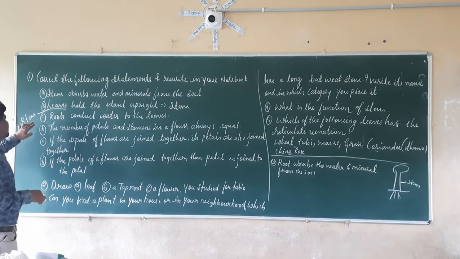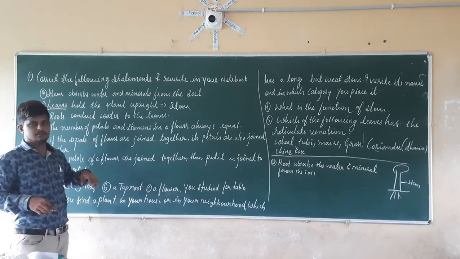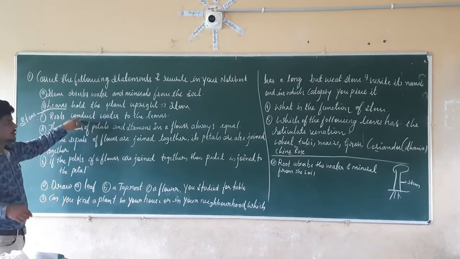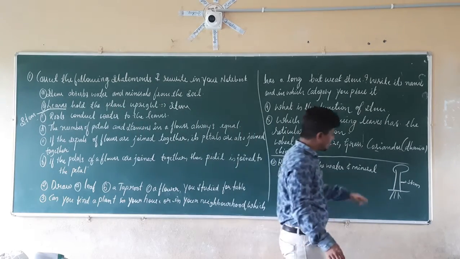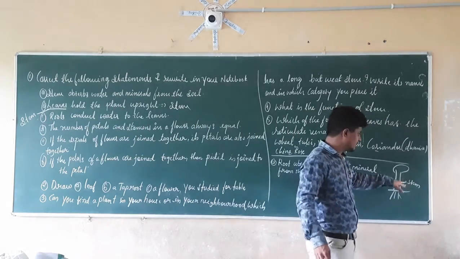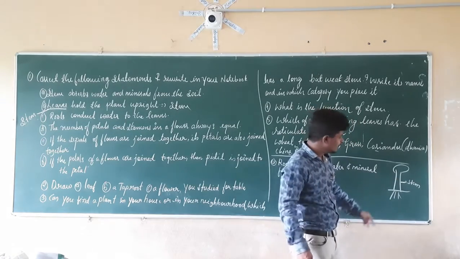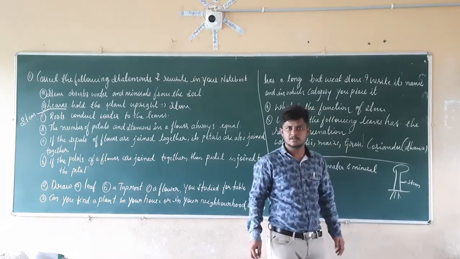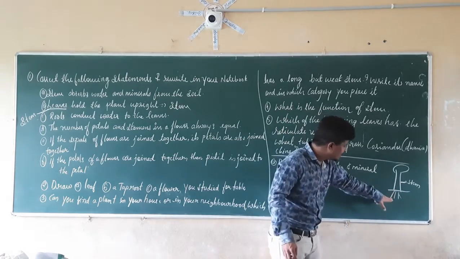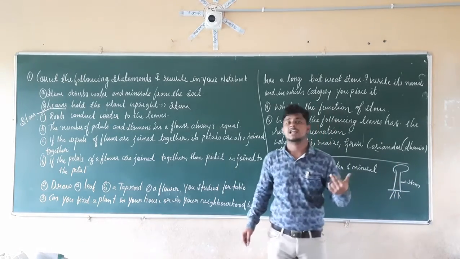Now let us consider the third statement here. Roots conduct water to the leaves. See again the plant: roots are connected to the stem, and the stem is connected to the branches of the tree, which are connected to the leaves. So is it possible that roots conduct the water to the leaves? No, it is not possible. Roots conduct the water to the stem, then the stem conducts the water to the leaf.